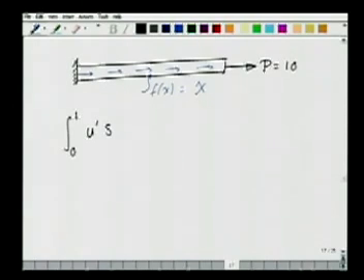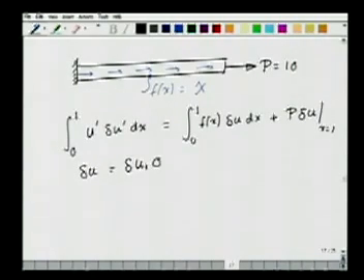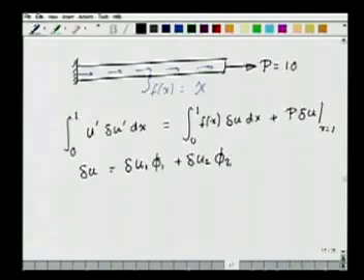u prime delta u prime dx is equal to integral 0 to 1 f(x) delta u dx plus P delta u evaluated at x equal to 1. And if you remember that our delta u is again equal to, if I take a two term solution, delta u1 phi 1 plus delta u2 phi 2. Plug everything into this expression and taking first delta u is equal to phi 1, then taking delta u is equal to phi 2, I get the two equations for the two term solution.